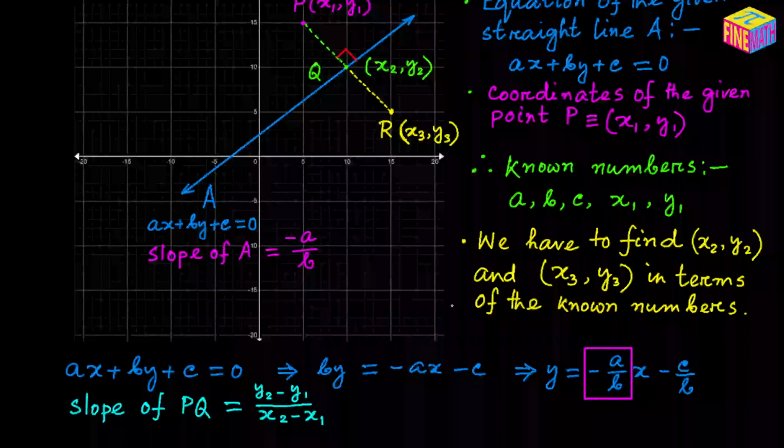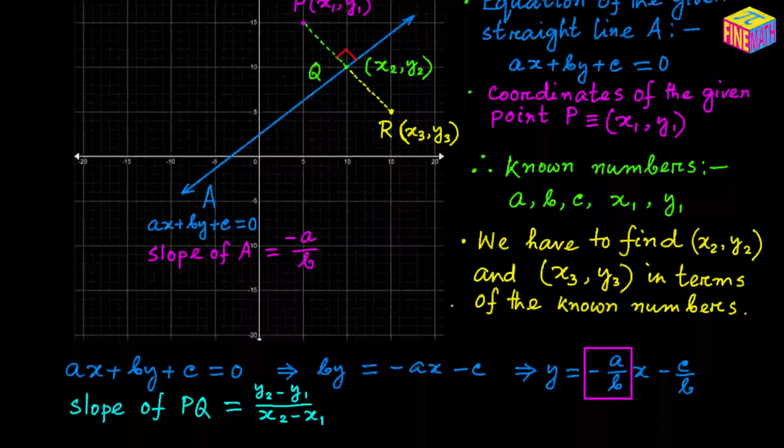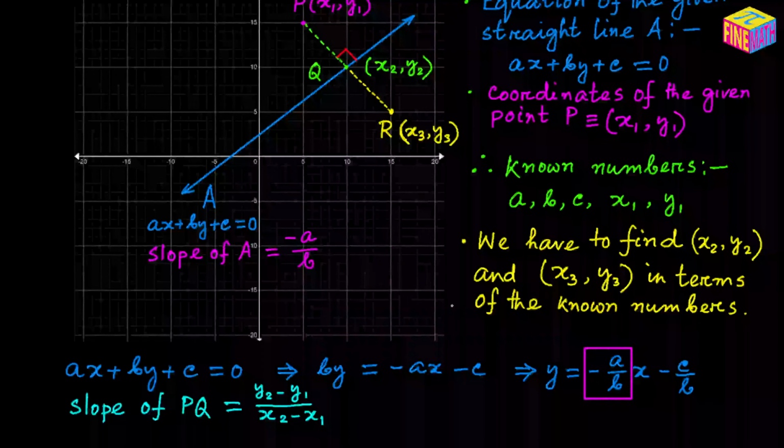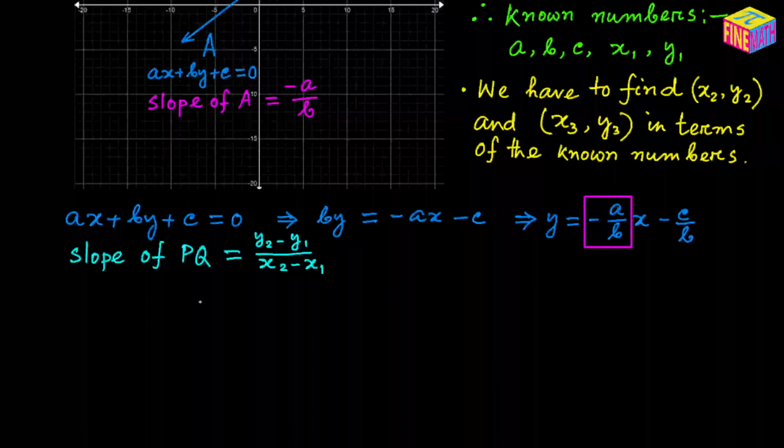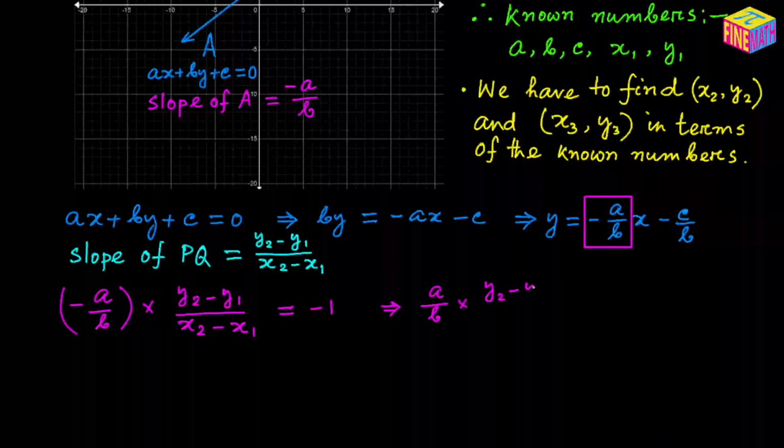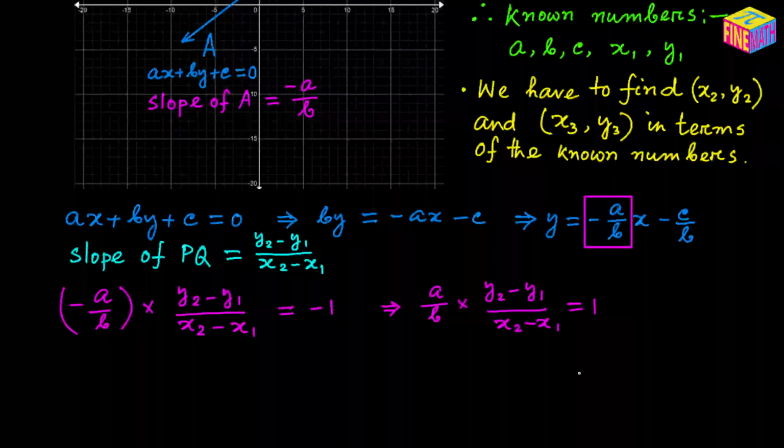And since PQ is a perpendicular onto this line A, then the product of their slopes will be equal to -1. So the slope of the line A is -a over b, and from here we can say that -a over b times the slope of the line segment PQ will be equal to -1. That's the product of the slopes of two perpendicular lines. Now if we simplify this a little bit, what do we get from here? Let's first multiply both sides by -1, then we will have a over b times y sub 2 minus y sub 1 over x sub 2 minus x sub 1 would be equal to +1.